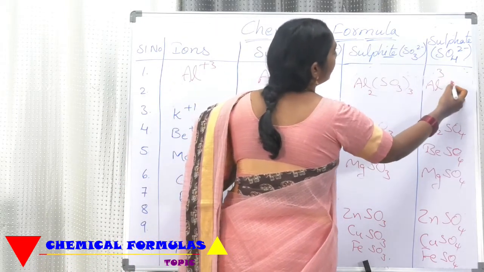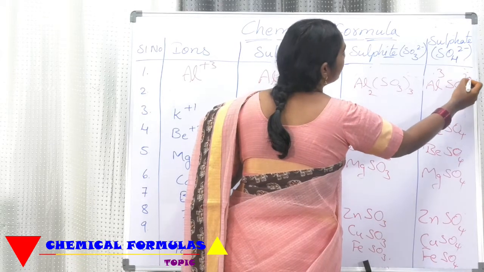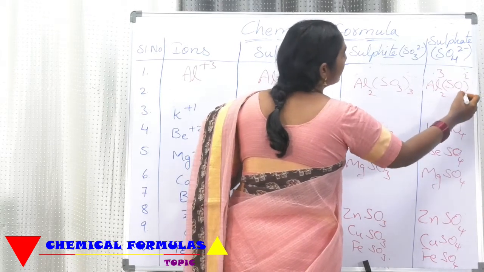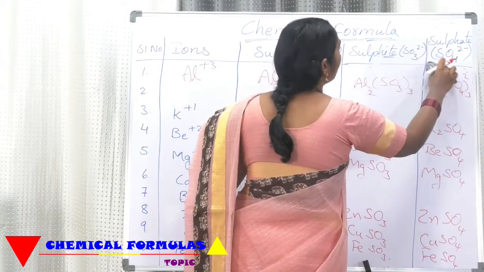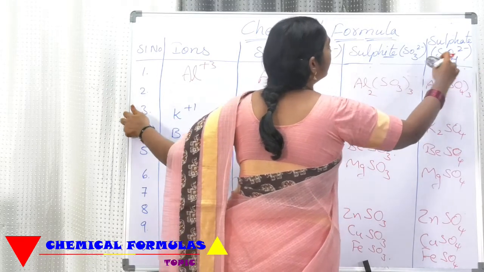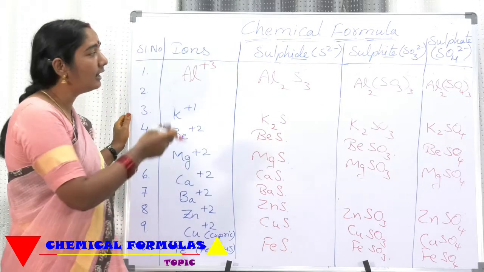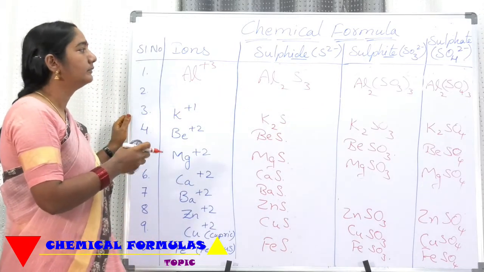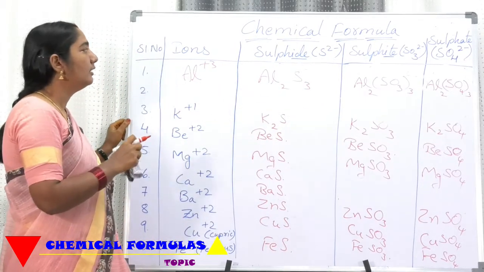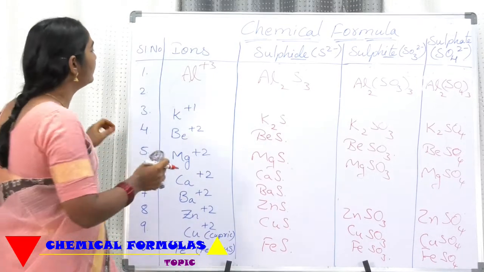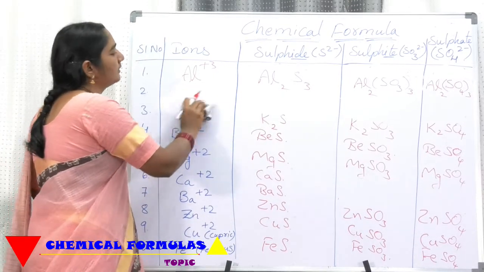Now this 3, SO4 is there. This 2 comes here. This 3 goes here. So aluminium sulfate, Al2 (SO4) taken thrice. Aluminium sulfate. Now let us take one example of carbide.